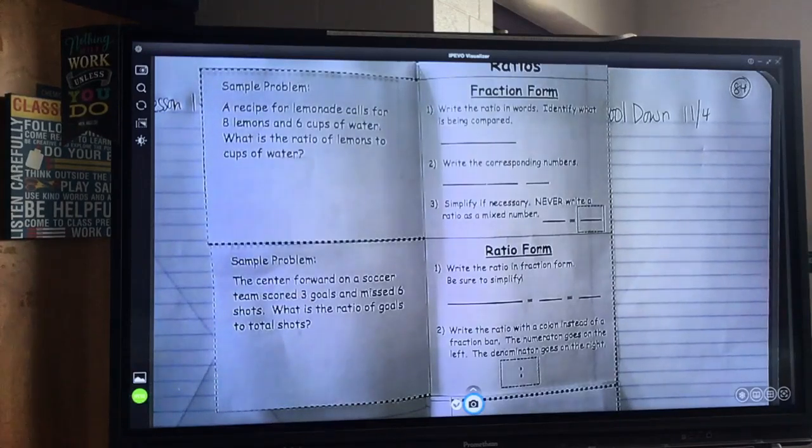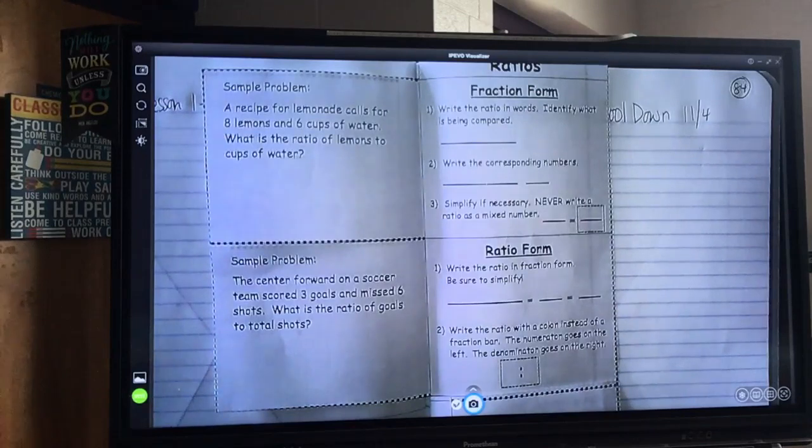All right, about 20 more seconds and we're going to get started. If you haven't cut it out by the time we get started, you will have time at the end to cut it out, so don't worry about that necessarily.